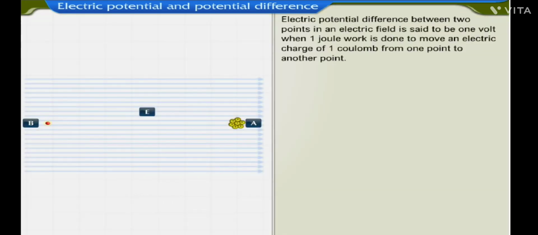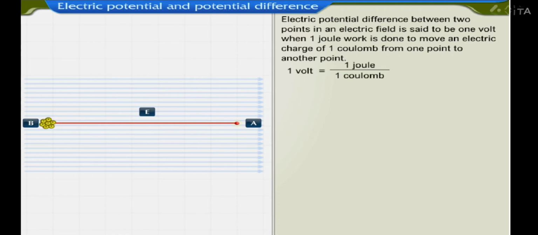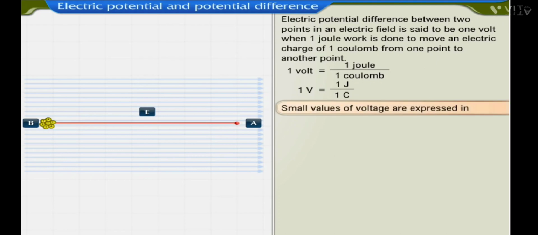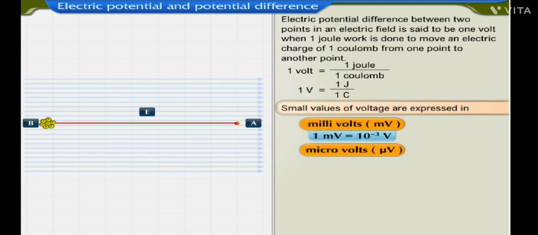Electric potential difference between 2 points in an electric field is said to be 1 volt when 1 joule work is done to move an electric charge of 1 coulomb from one point to another point. Hence, 1 volt is equal to 1 joule upon 1 coulomb. That is, 1 V is equal to 1 J upon 1 C. Small values of voltages are expressed in millivolts and microvolts. 1 millivolt is equal to 10 to the power minus 3 volts. 1 microvolt is equal to 10 to the power minus 6 volts.